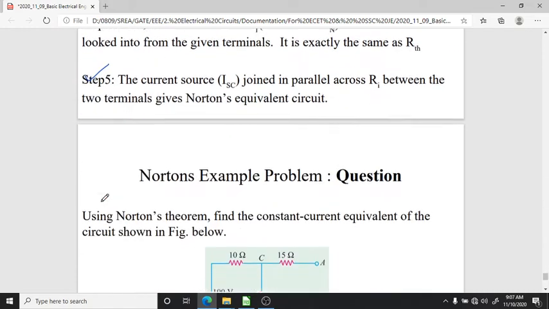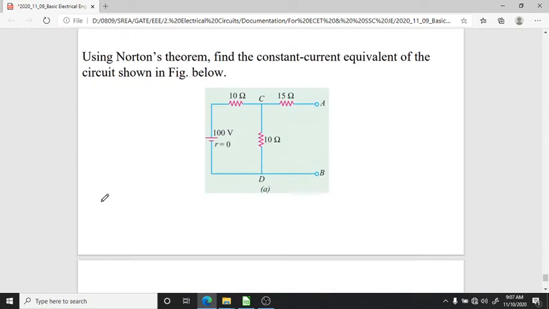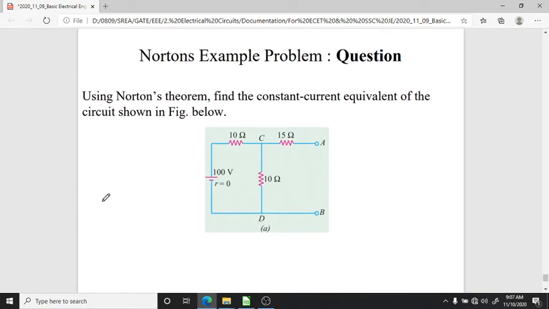We'll see one example on Norton's theorem. This is a circuit where a 100 volt voltage source is given with internal resistance 0, and a 10 ohm resistor and another 10 ohm resistor are connected in parallel to this combination, and 15 ohms is in series with the load. These are the load terminals, A and B.